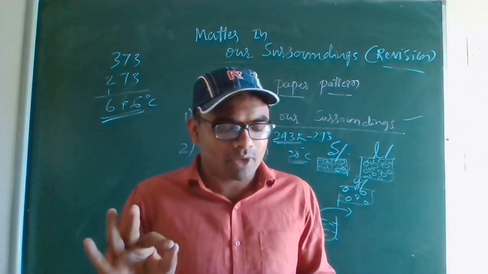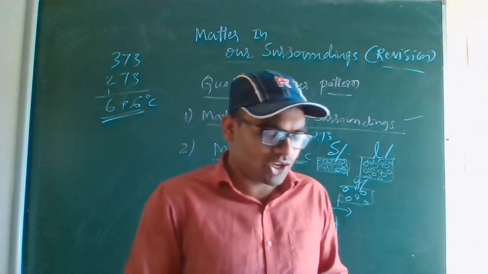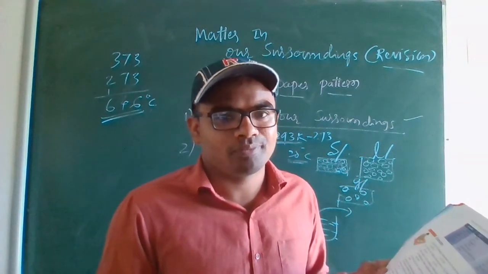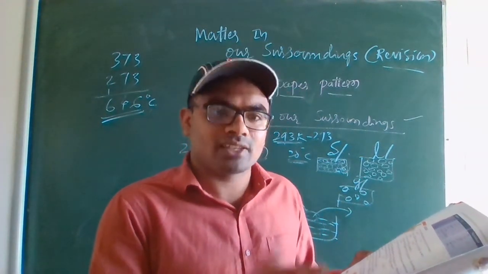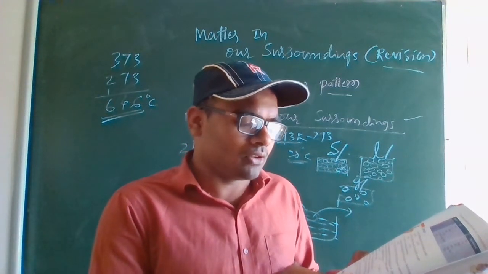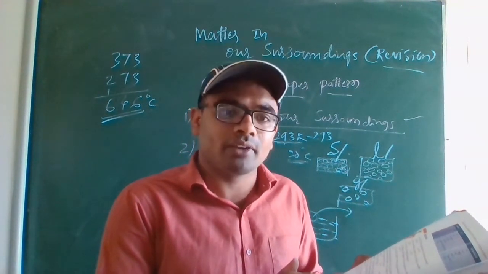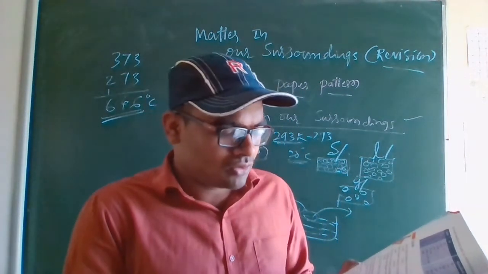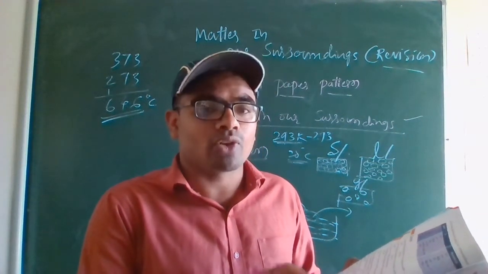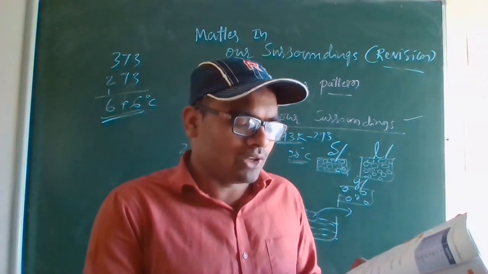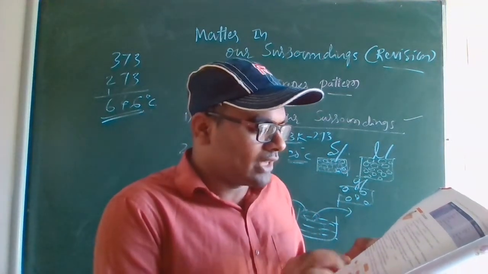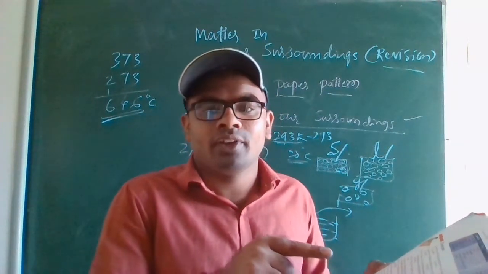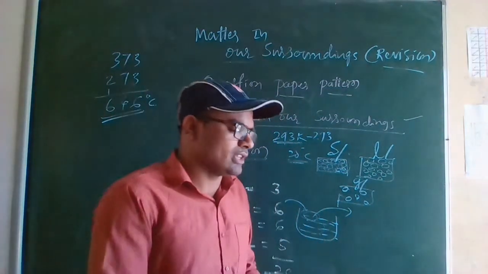Ninth one: name A, B, C, D, E, F in the following diagram showing change in state. A is solid to liquid, fusion or melting. B is liquid to gas, vaporization. C is gas to liquid. D is liquid to solid, that is solidification. Gas to liquid we can say condensation. Then E, directly solid to gas, is sublimation. F, gas to solid, is deposition. So these are the things we discussed here.